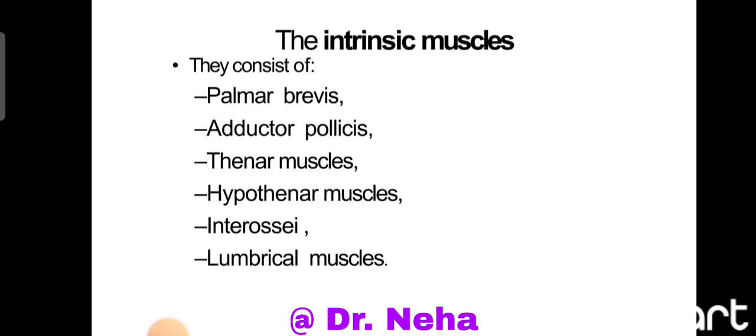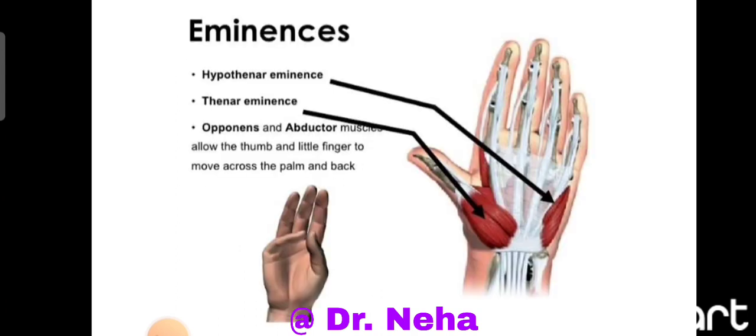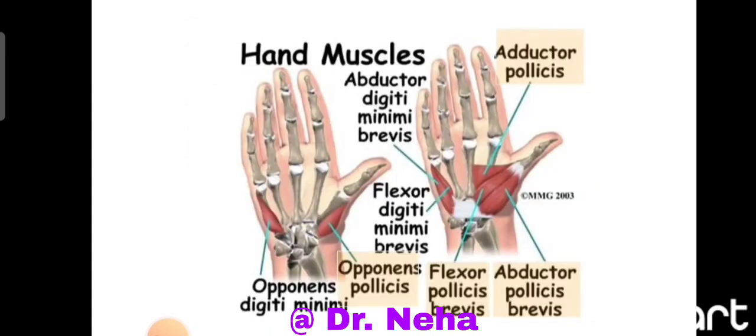Now the intrinsic muscles are composed of the palmaris brevis, adductor pollicis, thenar muscles, hypothenar muscles, interossei and the lumbrical muscles. So in the hand we have two elevations. On the lateral side at the base of the thumb we have thenar eminence. On the medial side at the base of little finger we have hypothenar eminence. Opponens and abductor muscles allow the movement of thumb and the little finger to move across the palm and the back. So these are the muscles.